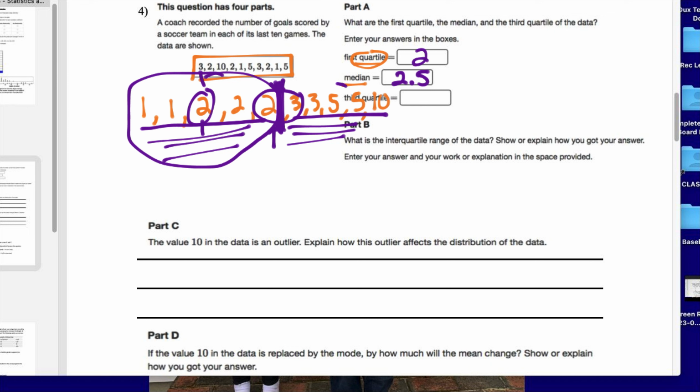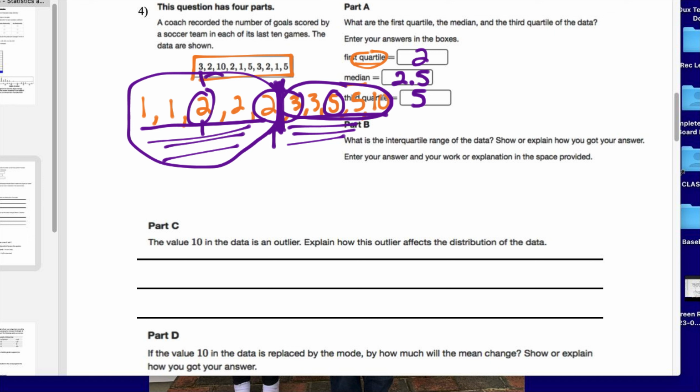And similarly on the right side, I got 5 numbers. So where's the middle of those 5? That would be that 5 right there. So the third quartile is 5. The second quartile is the median, right? It's like second quarter, it's halfway. So that's the median. So that answers the first part, part A.